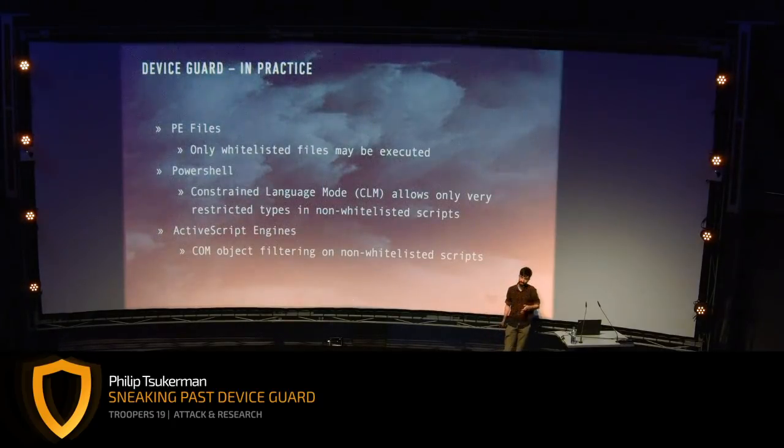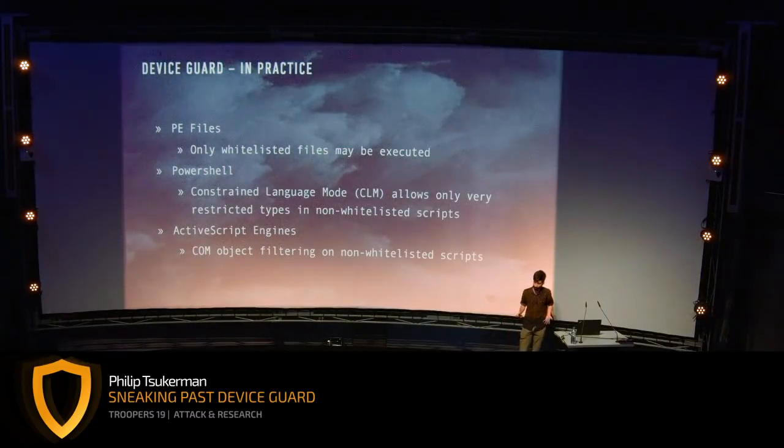Now, Device Guard actually tries to protect a couple of different containers of code. The first and most direct one is PE files. Basically, these are the blobs of machine code that you load. So if somebody can load an arbitrary blob of machine code, well, they have an arbitrary code execution vulnerability, in Device Guard at least. So if it's not whitelisted, it won't execute. It's pretty straightforward. But there are subtler ways Device Guard protects against arbitrary execution, and these find themselves in PowerShell and ActiveScript engines.